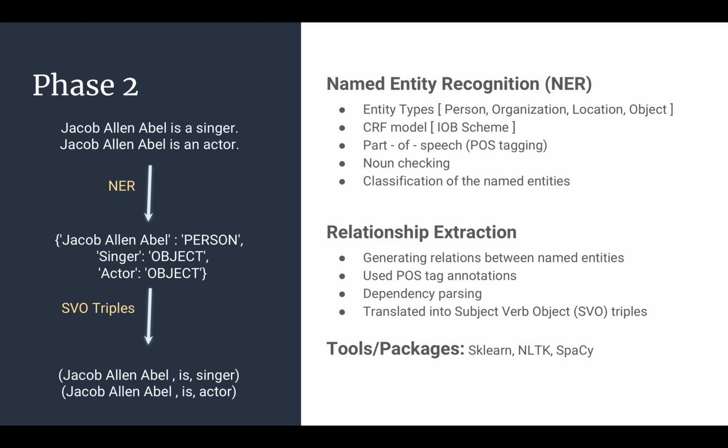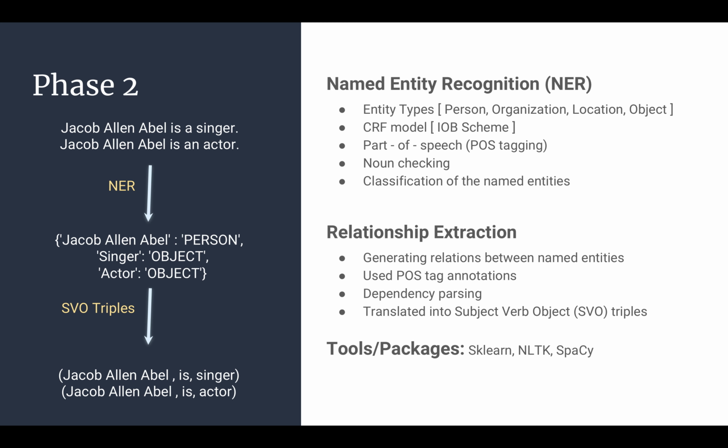After we get the entities and types, we need to extract the relationship. For this, we need to perform dependency parsing. What is a dependency parser? A dependency parser analyzes the grammatical structure of a sentence, establishing the relationship between the head words and the words which modify those heads. So, this is then translated into subject-verb-object triples.